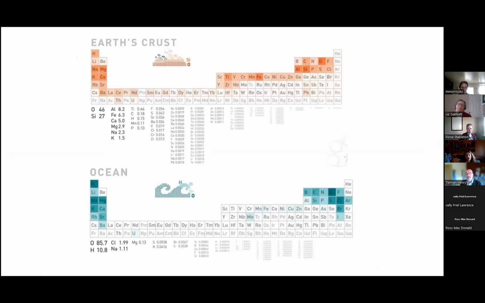I'm not going to say anything about this other than this gives you some sense of the common elements that we find in the Earth's crust and the oceans. And essentially, it's the same stuff. The salt that we get in the oceans just comes from the ground. It comes from the rocks. It comes from the soil. So it's related to the bedrock.